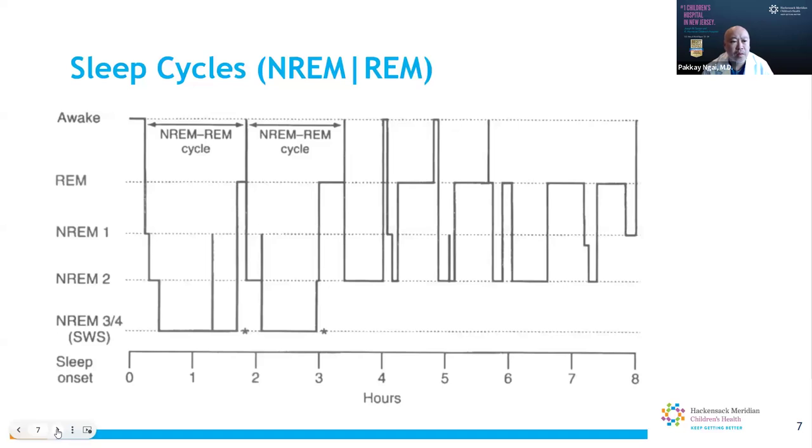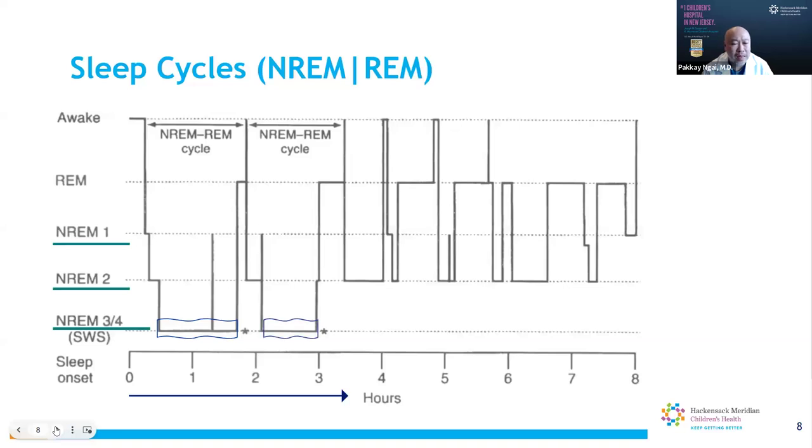For this first sleep cycle, you see a progression of non-REM 1 to non-REM 2 to non-REM 3 sleep stages. Non-REM sleep stage 3 is also called slow wave sleep, which is that deep, more restorative sleep. It's also the stage when growth hormone is released, for those of you who evaluate for short stature. Next slide.